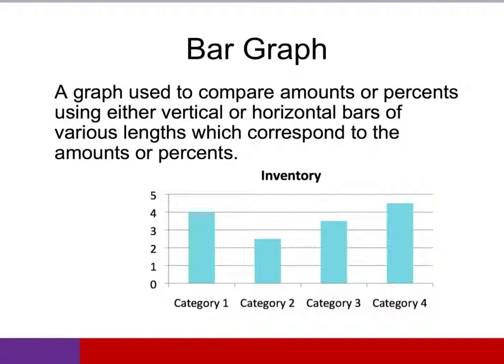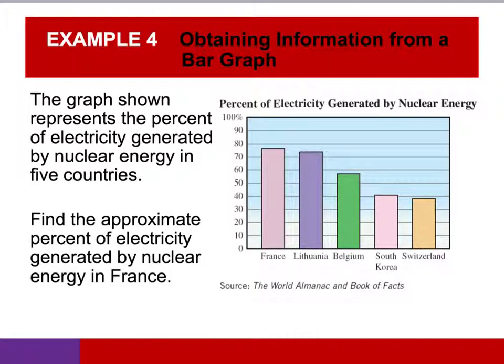Alright, now graphs are great. They're great ways of storing information. There are different types of graphs and we have to understand how to use them. A bar graph is a graph used to compare amounts or percents using either vertical or horizontal bars of various length, which corresponds to the amount or percentages. So you can see here, the taller the bar, the more there is.